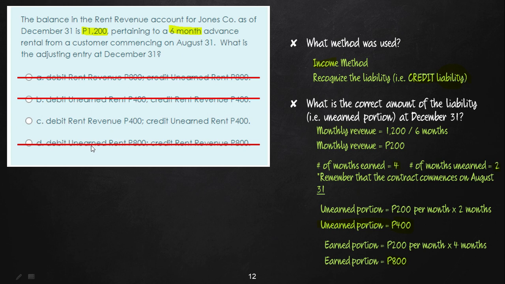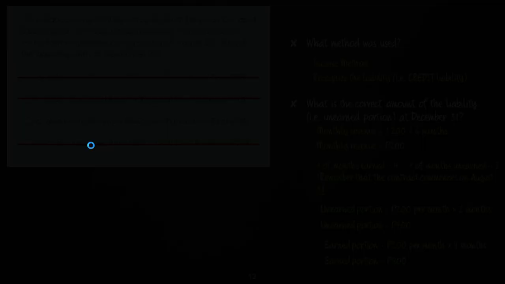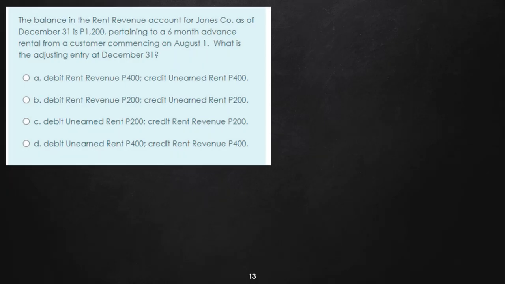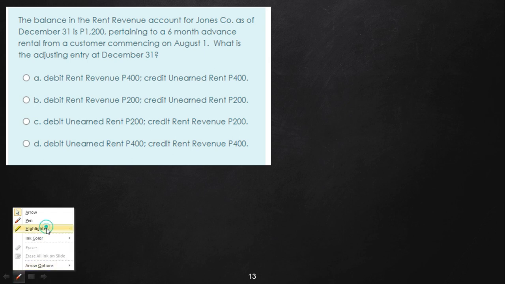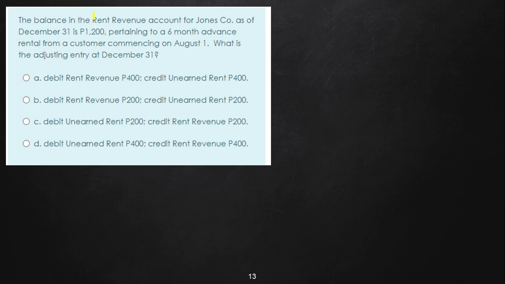So class, this is in a way a shorter way of analyzing, especially for multiple choice questions. Okay, next. The balance in the rent revenue account for Jones Company as of December 31 is 1,200, pertaining to a 6-month advance rental from a customer. Now, what we should take note of, class: first, rent revenue was used. Second, the total received is 1,200, and the 1,200 is good for 6 months.